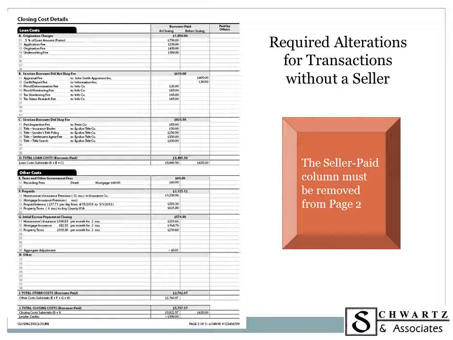Just like with our loan estimate, there are a few permitted alterations for transactions without a seller. Here we're looking at page 2 of our closing disclosure. You'll note that the seller column that we saw before is now removed for a transaction without a seller.